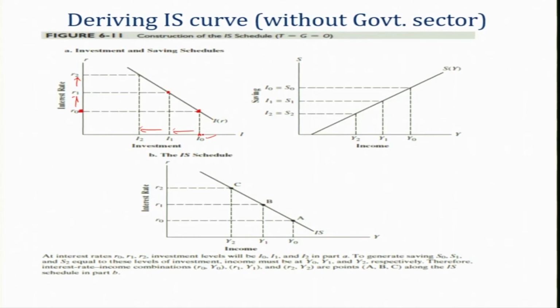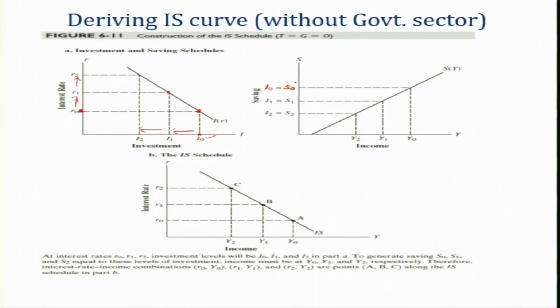The finance for the fund for investment. Investment is generated through saving, because saving is the necessary condition, the source of this investment. So if the rate of interest is R naught, I naught is the desired investment. In order to generate this much investment, I naught, saving must increase to this much. That means to generate I naught, we need an equivalent S naught of saving.